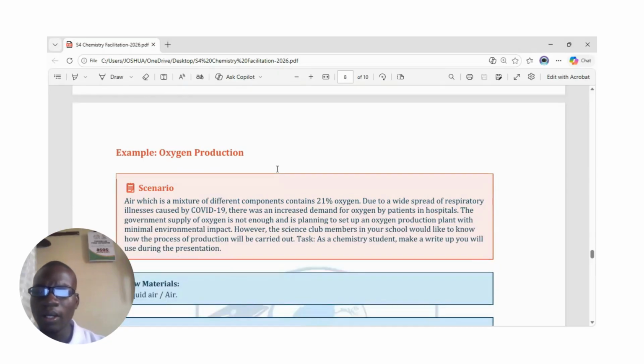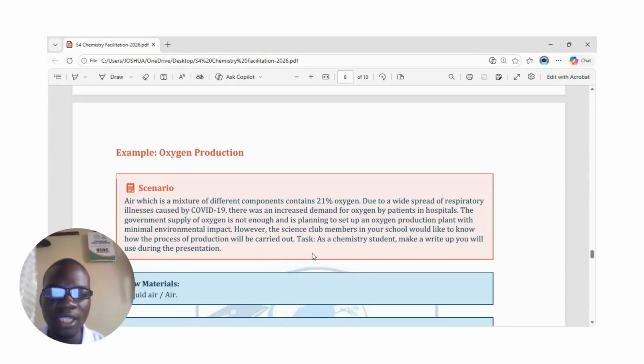Now let's go to one of the examples: oxygen production, or the manufacture of oxygen. So this is the scenario. They said air, which is a mixture of different components, contains 21% oxygen. Due to a widespread respiratory illness caused by COVID-19, there was an increased demand for oxygen by patients in hospitals. The government supply of oxygen is not enough and it is planning to set up an oxygen production plant with minimal environmental impact. However, the science club members in your school would like to know how the process of production would be carried out.